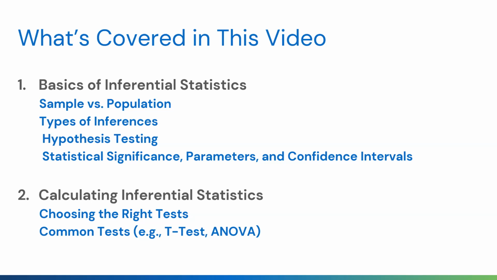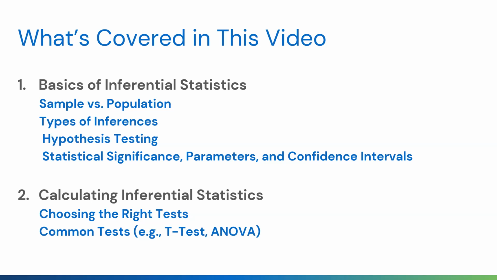Then we're going to talk about calculating inferential statistics. So how do we choose the right tests right off the bat? So what are some of the things that we can do to make those decisions? How do we know which test to use and which test statistic we're going to need to calculate to understand the statistical significance of our data? And I want to take you through some of the common tests that are used when you have a certain set of data. And we'll just cover some of the basic ones.